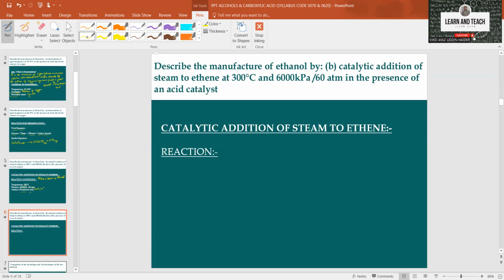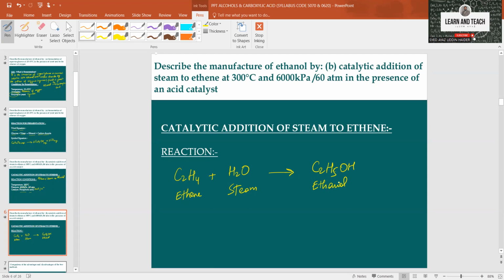So it's a catalytic addition of steam to ethene. So the reaction will be C2H4, this is ethene, plus H2O, which is steam. The product will be C2H5OH. This is ethanol.